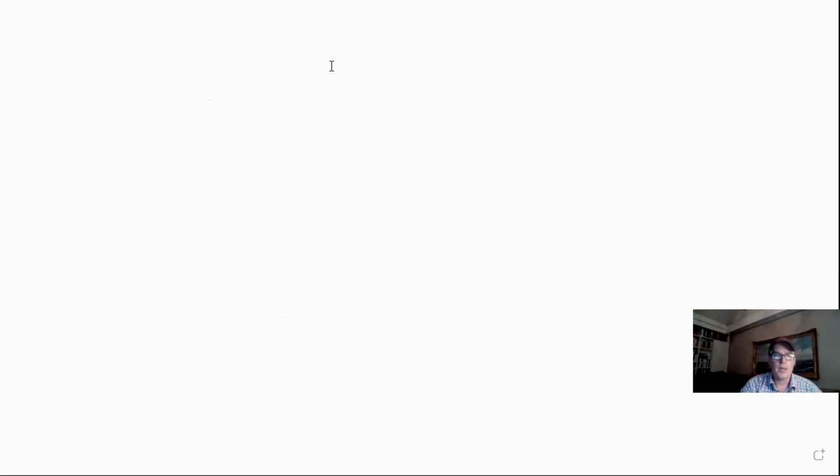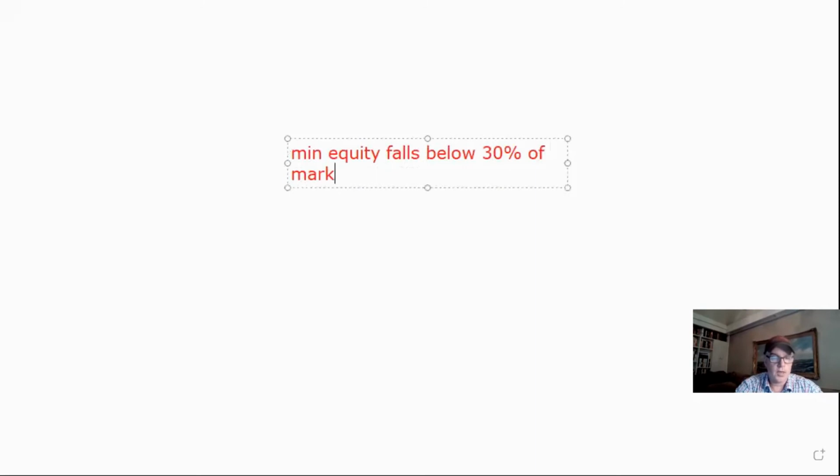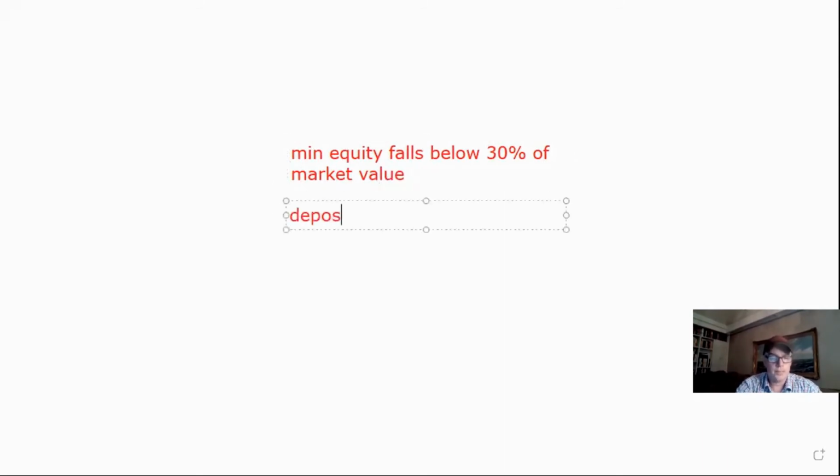What happens if the market starts going up, not down, up, because down is good, up is bad. So if our minimum equity falls, and it's called minimum maintenance if you want to call it, below 30% of the market value, then we have to start depositing money. We have to deposit cash or two times the amount in stock. You see that? Two times the amount in stock.